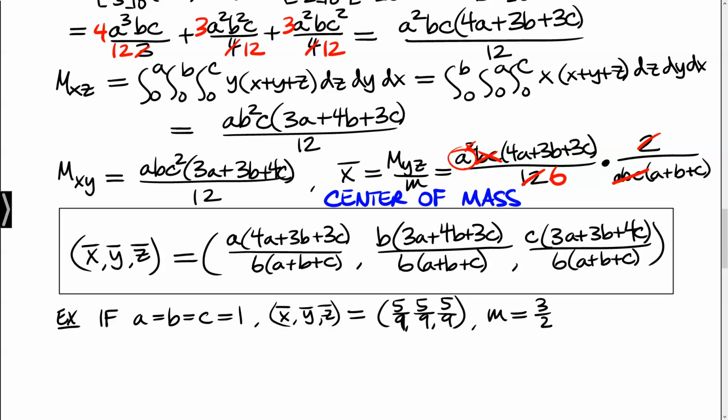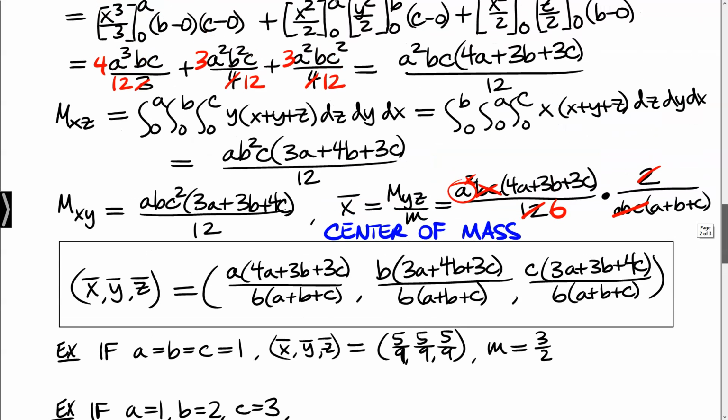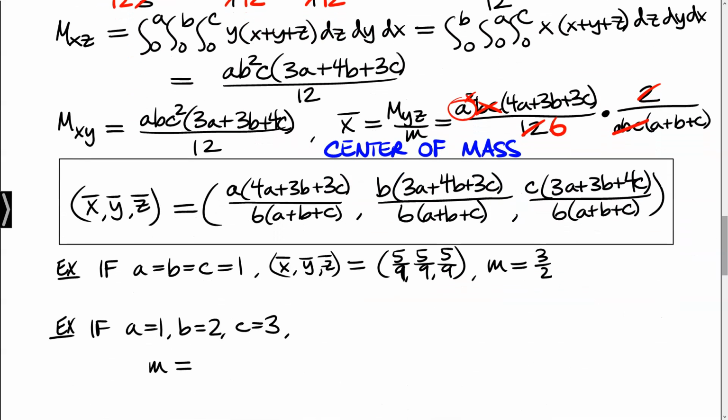We could do another example. Why don't we take, say, A equal to 1, B equal to 2, C equal to 3. So this is kind of the simplest case where all 3 of them are different values. So in this case, M would be 1 times 2 times 3, which would be 6, times the sum is also 6, so the product and the sum are the same. So 6 times 6 would be 36 divided by 2. So we have a total mass then of 18.